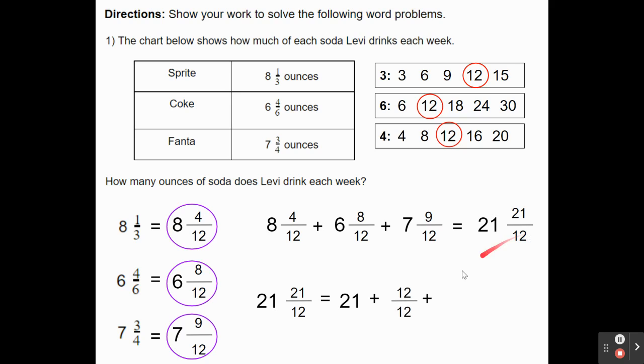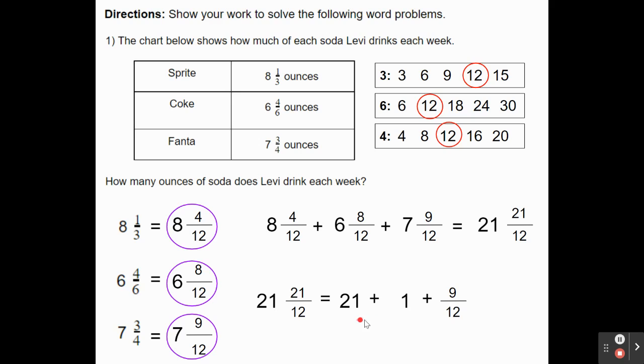And now we're going to add another fraction that would have gotten us to 21/12. So let's think, what do we add to 12/12 to get to 21/12? Well, that's 9/12. So we know that 12/12 is the same as one whole. So we can rewrite that as one whole.